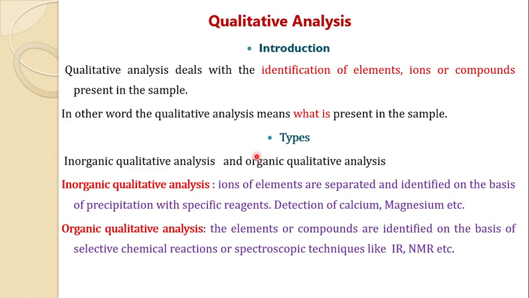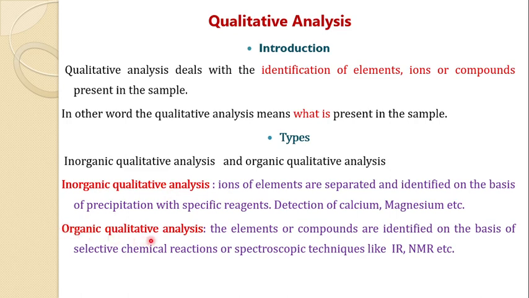It is again divided into two types: inorganic qualitative analysis and organic qualitative analysis. In inorganic qualitative analysis, ions of elements are separated and identified on the basis of precipitation with specific reagents. That is, ions of elements which have the capability to precipitate with certain chemical reagents. On this basis, inorganic qualitative analysis is done. For example, detection of calcium, detection of magnesium. In inorganic qualitative analysis, you analyze by groups: group first, second A, second B, third A, third B, fourth, fifth and sixth.